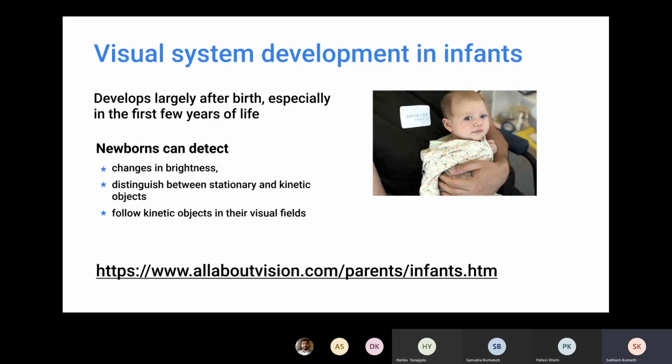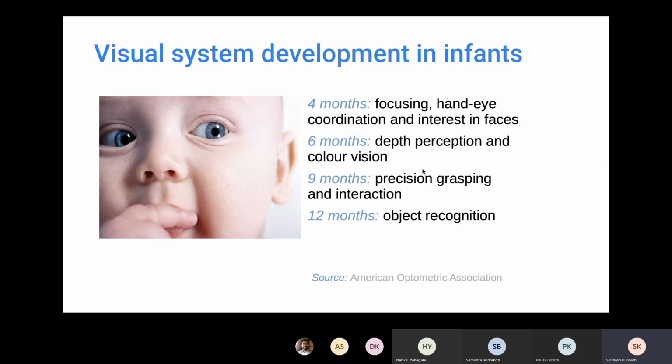And it's been known that infants or neonates don't have a fully developed visual system when they are born. It develops after birth, and may take around 1 year of developmental phase. Initially, they can only detect brightness changes and the movement of objects, and they can track the movement of objects. And this is the timeline of the visual system development in infants.